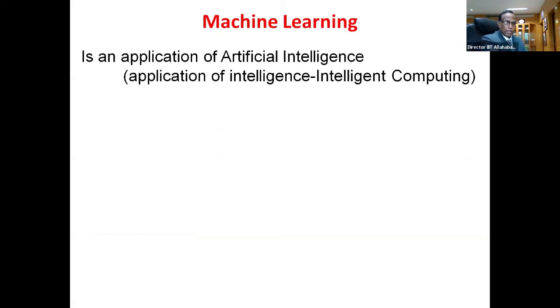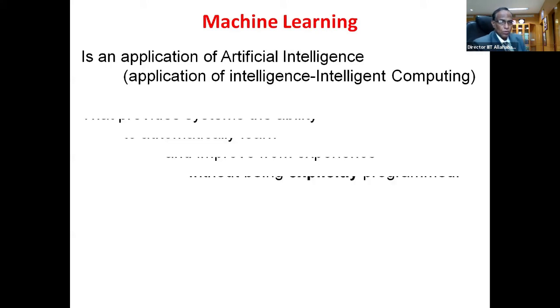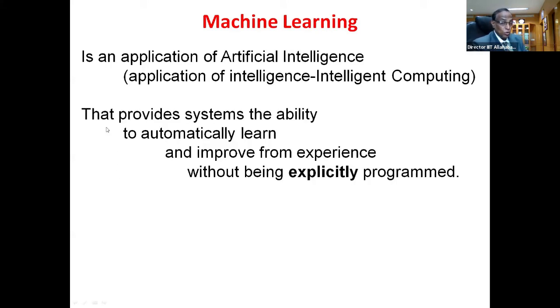So what is machine learning? Machine learning is the application of artificial intelligence. Artificial intelligence, as I said, is not the right word. It is the application of intelligence, and it is intelligent computing. Therefore, machine learning ends up in intelligent computing. Okay, all right. So that provides, please note this very carefully, that provides systems the ability to automatically learn.